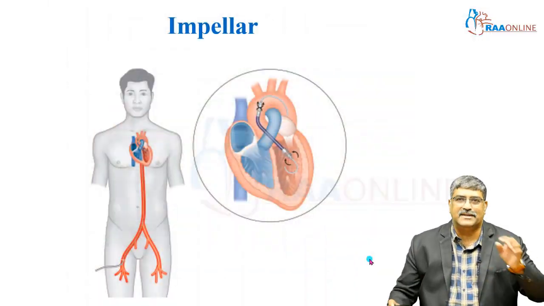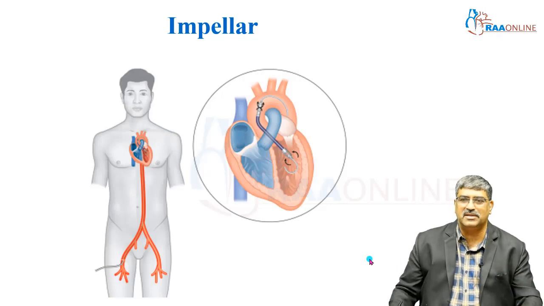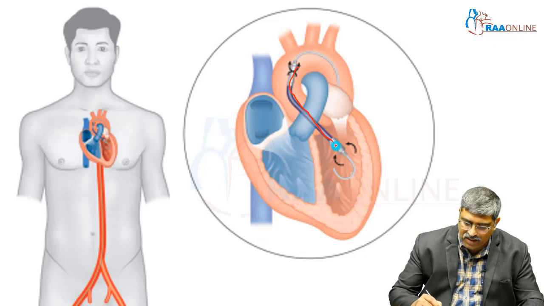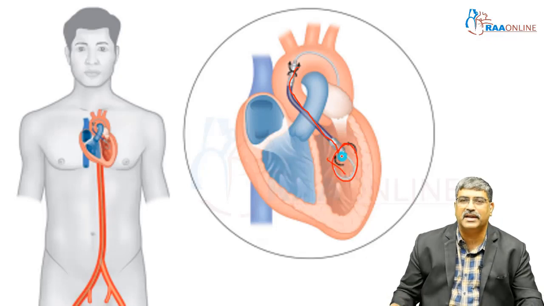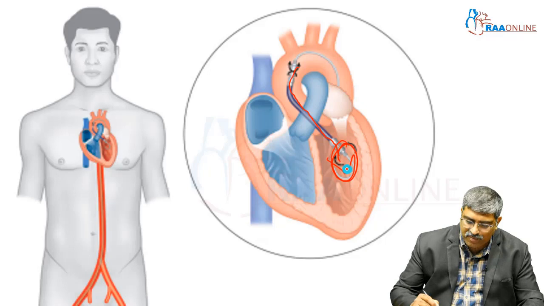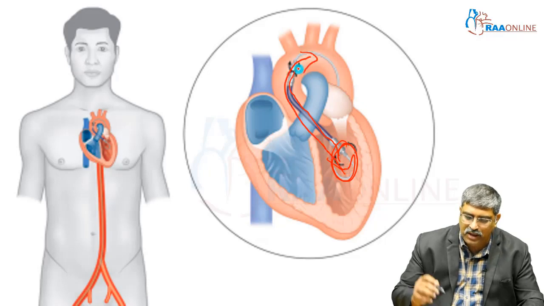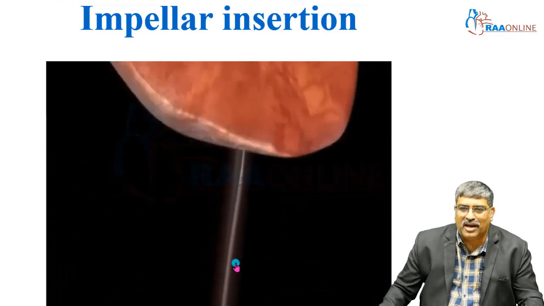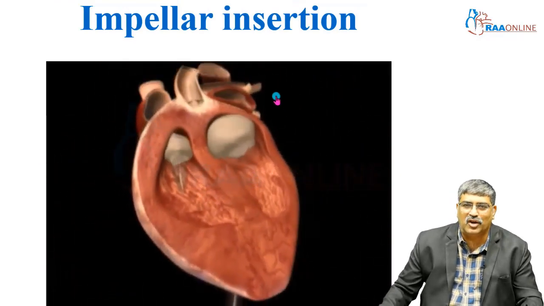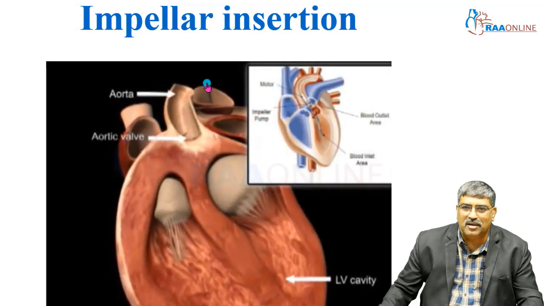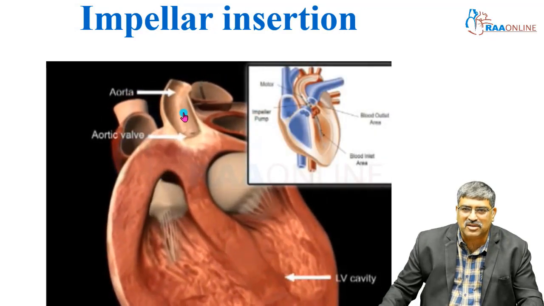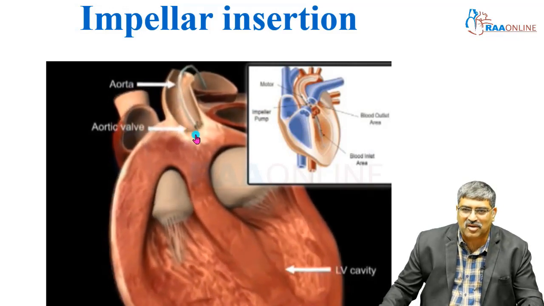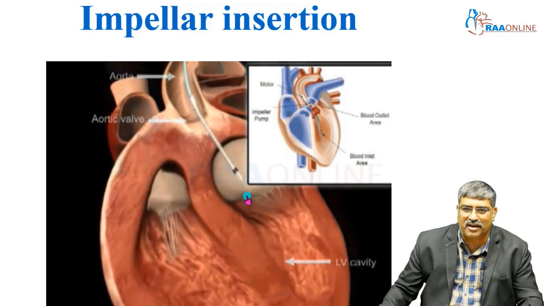Now coming to the second line of left ventricular assist device, it is called the Impella pump. Here the pump goes via the aortic valve into the left ventricular cavity and takes the blood from the left ventricle and pumps into the aorta. That is Impella. In Impella again you cannulate via the femoral artery and go through the aorta. Here you can see the pump, then it crosses the aortic valve and goes inside the left ventricular cavity.